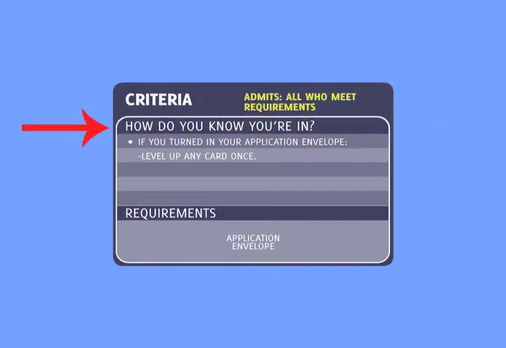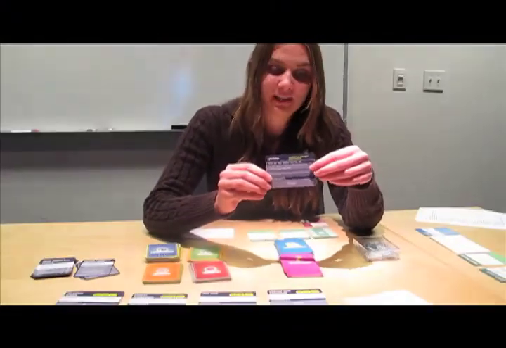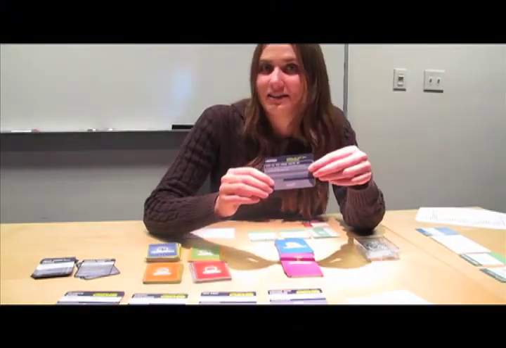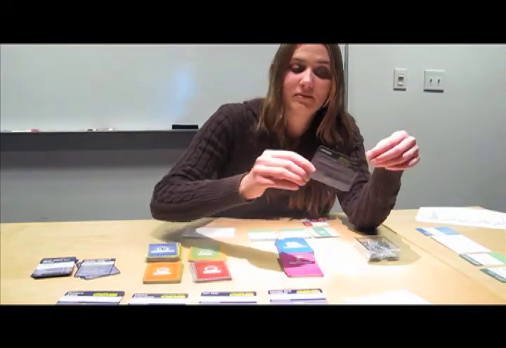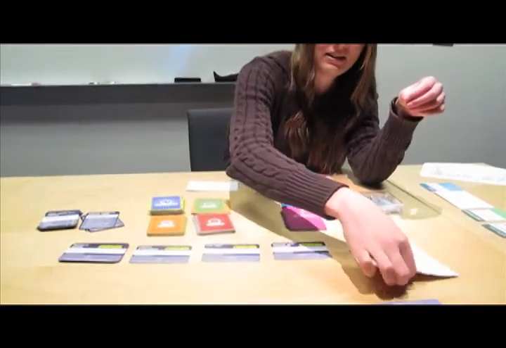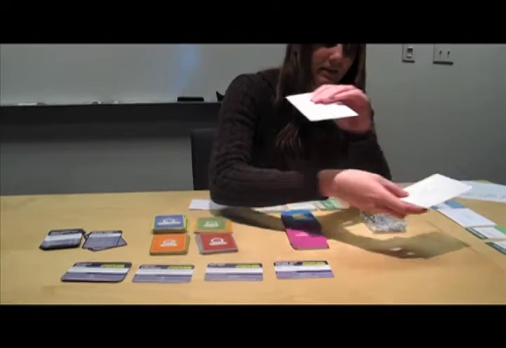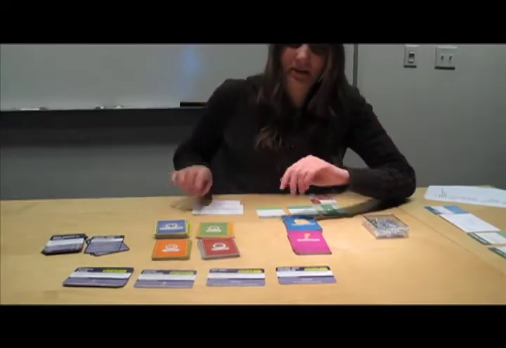The center tells you a little bit more about evaluating. In this case, it says that every player who submitted an envelope gets to level up any one of their cards once. So both these players would get to act on that right now. Now this card is done. It's past its due date, so it falls out of play. The players who submitted to that deadline get their envelopes back, and then we move the timeline.